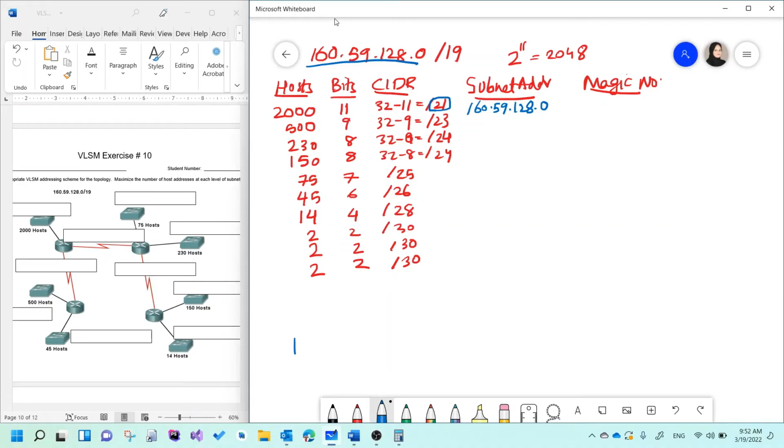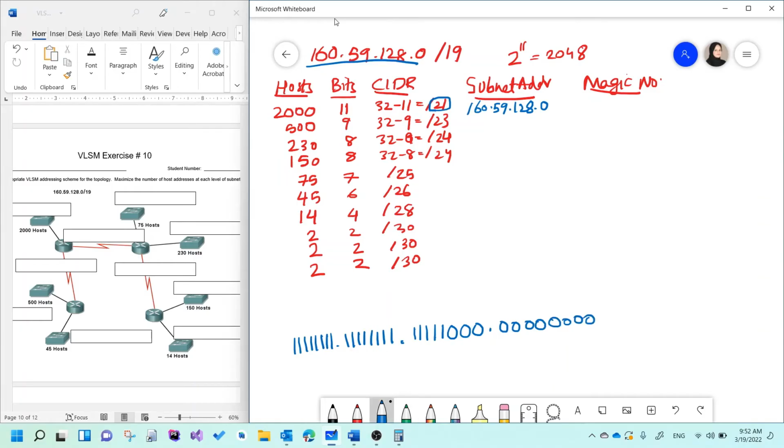So it would be 1, 2, 3, 4, 5, 6, 7, 8, 9, 10, 11, 12, 13, 14, 15, 16, 17, 18, 19, 20, 21. Okay, that's where we stop, right? I'll write this one again. So this is 16, 17, 18, 19, 20, 21, 22, 23, 24, 25, 26, 27, 28, 29, 30, 31, 32.